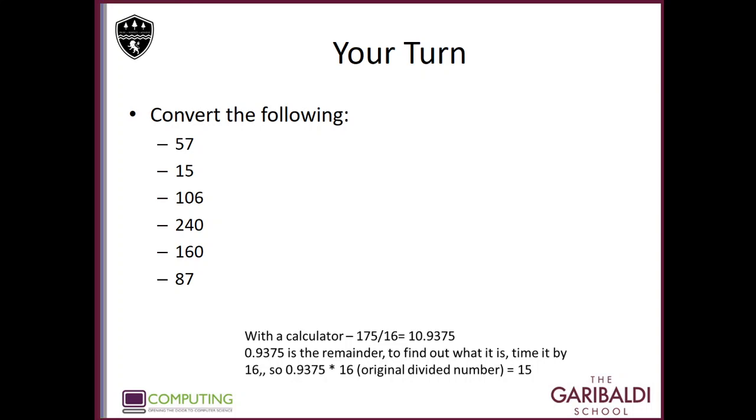Okay, so here are the answers. The first one, 57 in hexadecimal is 39. 15 in hexadecimal is 0F. 106 in hexadecimal is 6A. 240 in hexadecimal is F0. 160 in hexadecimal is A0. And 87 in hexadecimal is 57.